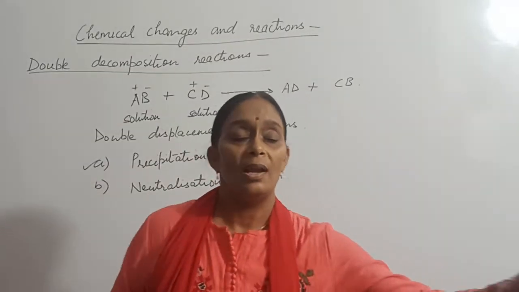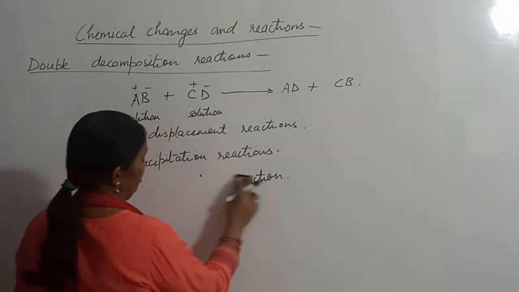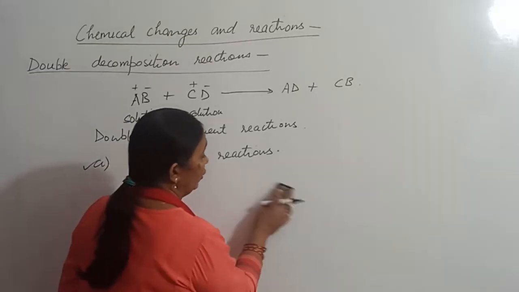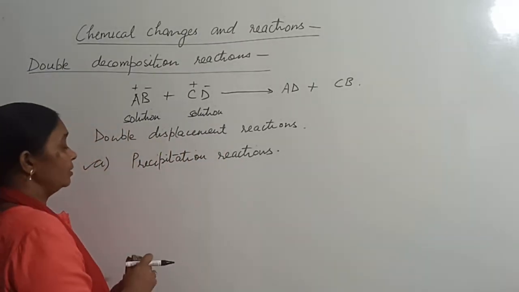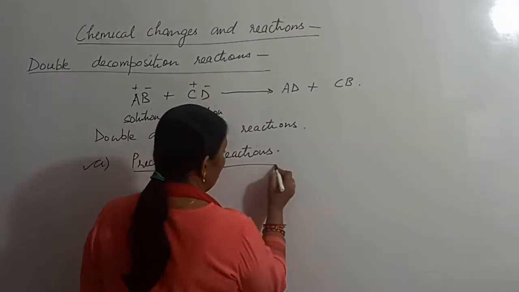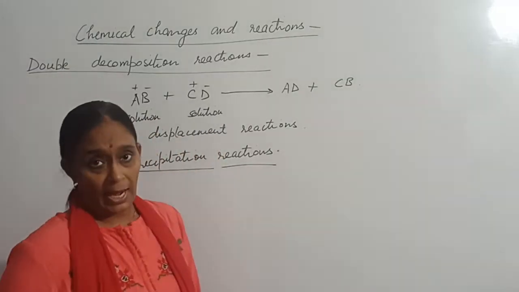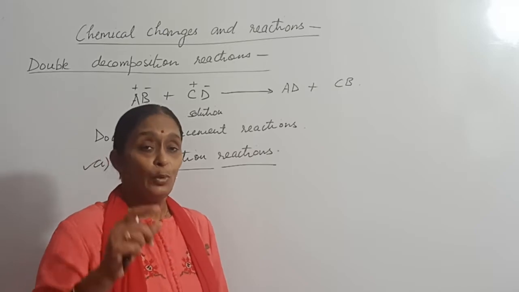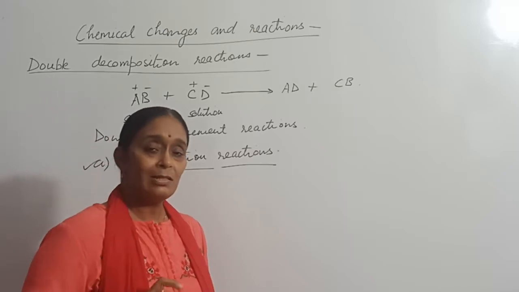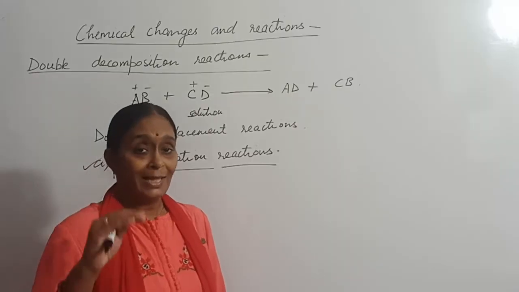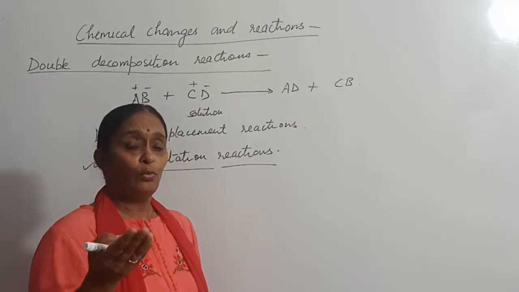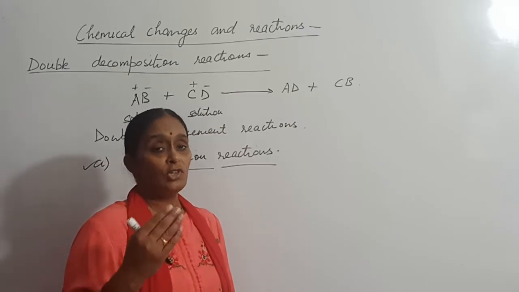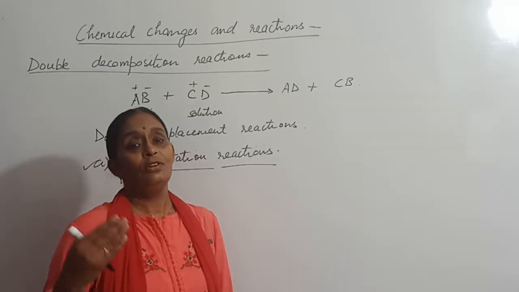Precipitation reactions are those reactions in which two compounds in their aqueous solution form react, and form new compounds, and among the new compounds, one is in the form of a solid which precipitates or settles down at the bottom of the test tube. That insoluble compound which settles down is known as a precipitate, and such a reaction is known as a precipitation reaction.